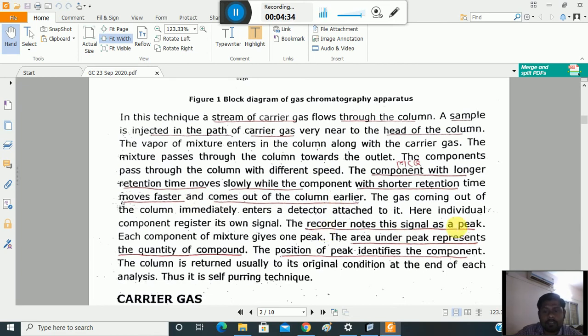The recorder notes the signal as a peak. Each component of a mixture gives one peak. That means if there are three peaks in your chromatogram, then it indicates that three components are present in your sample mixture. The area under the peak represents the quantity of a compound. That means for quantitative analysis we can measure the area covered under every peak. The position of a peak, that is for qualitative analysis, identifies the component. That means in a chromatogram, the particular position of the peak gives you qualitative analysis, while the area covered by that peak gives the quantitative analysis. So that is about the instrumentation.